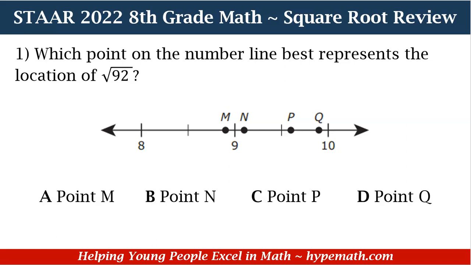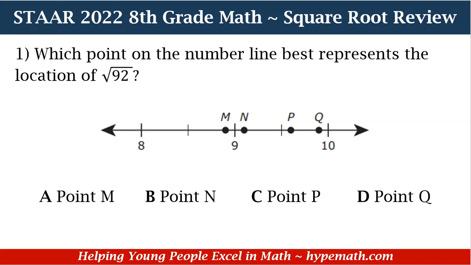On our number line, we see that we have 8, 9, and 10 as whole numbers. And in between, we have hash marks. That's the halfway point. So the hash mark between 8 and 9 is 8.5, and the line between 9 and 10 is 9.5, just so that we can get an idea of the placement of our points.